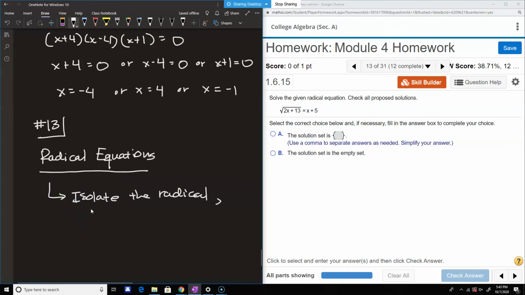And I'm going to say square both sides, but for instance, if it was a cube root, you would raise both sides to the third power. So depending upon the radical, you're going to raise both sides to a power. But most of the time it's going to be a square root, so you just square both sides.